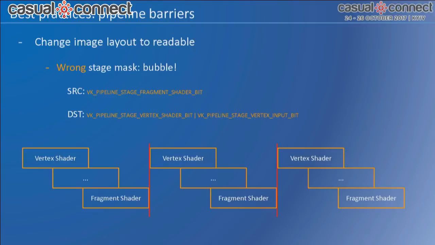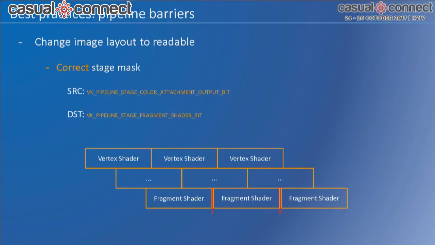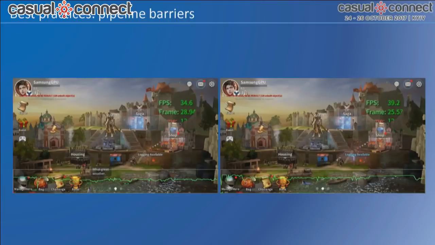But if we set our mask like this, we can execute the next vertex job just right after fragment job completion. So in this case, you will get performance even worse than in OpenGL. The correct way is like this. So we will just wait for writing exactly to our texture, and then we will use it in our fragment shader. And so here you can find the performance difference just because of that. Here we have 34 FPS and here 39, so 5 FPS difference, which is pretty much.